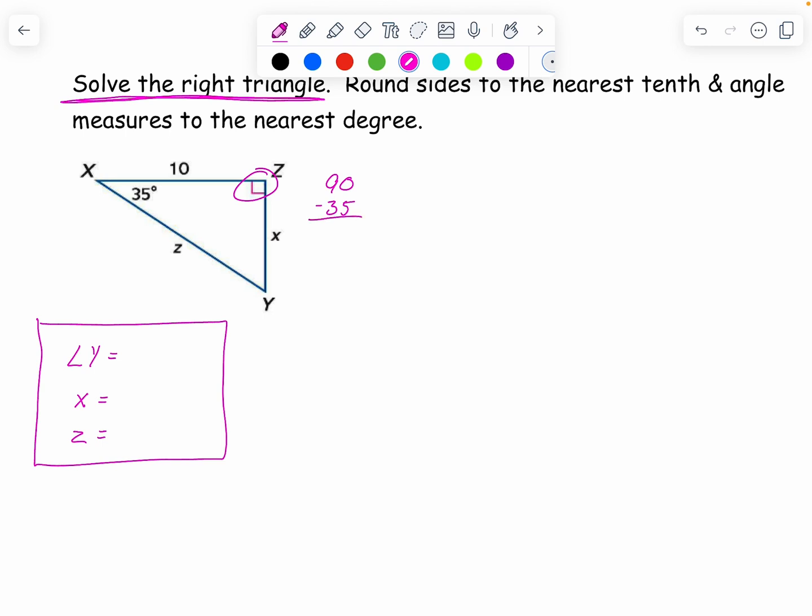So 90 minus 35, and that is going to give us 55. So we have our first answer. Angle y is 55 degrees.